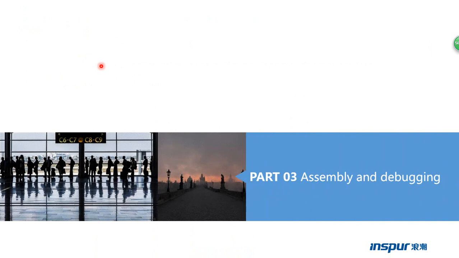From part 2, we have known the motherboard layout, the block diagram, and the installation principle of the memory. Now I introduce part 3, how to assemble and disassemble the parts of the server.